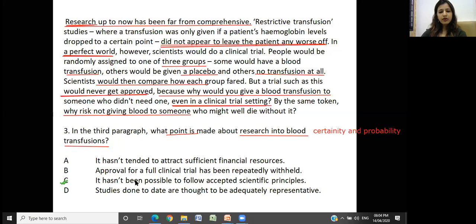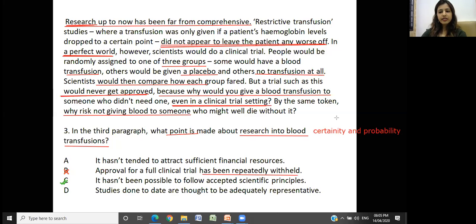It hasn't been possible to follow accepted scientific principles, because this is the ideal way in which it should happen. This is the ideal way, but it can never happen because such a trial would never get approved. And this would never get approved helps me to rule out answer choice B. Approval for a full clinical trial has been repeatedly withheld.